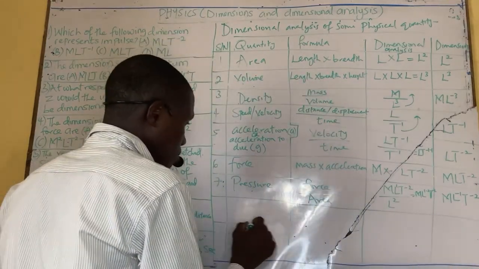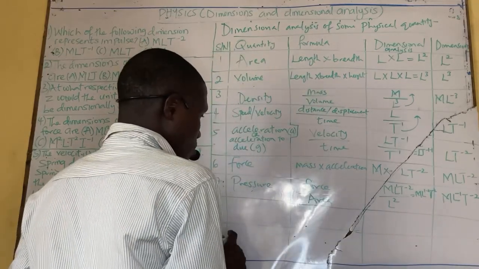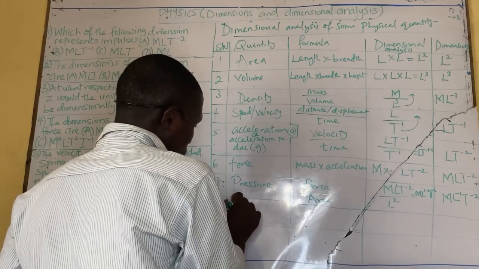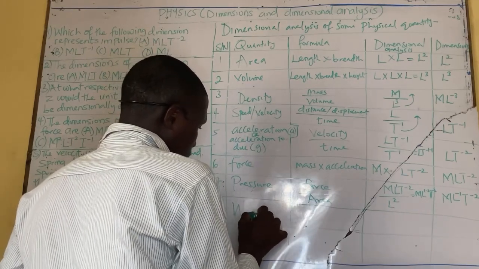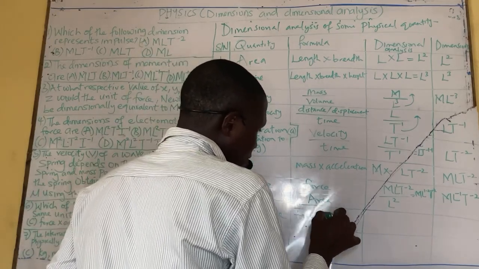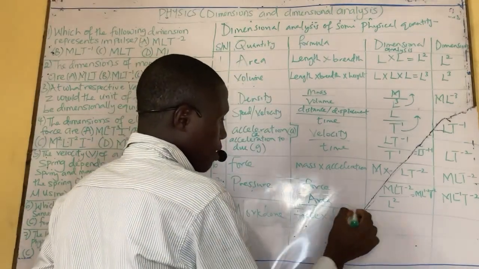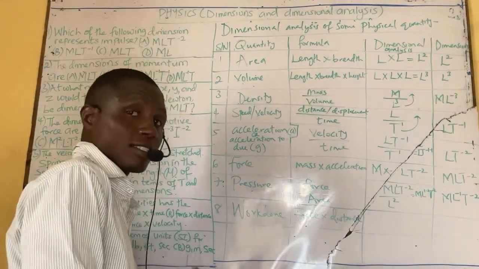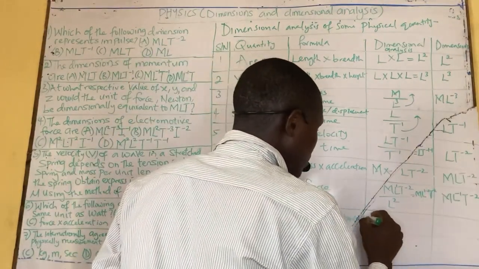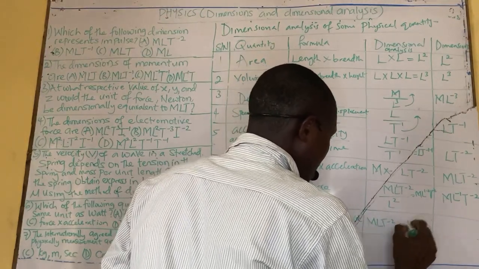So that's that about that. So the next one is the work done, which is force times distance moved by the force. So I will take it as distance. This is force times distance moved by the force. What is our force? Our force is mL per T squared multiplied by distance, which is L.